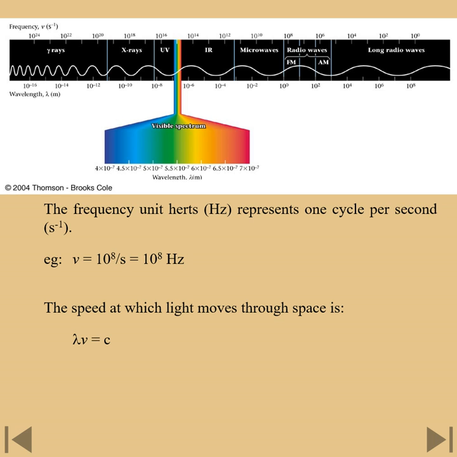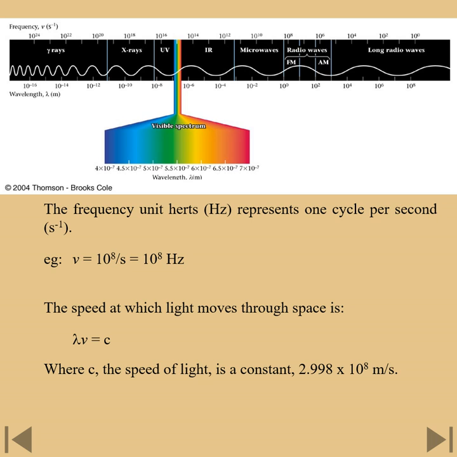Now, the wavelength times the frequency is equal to the speed of that wave. And this would be true for any wave. The wavelength times the frequency is equal to the speed. Now, since we're talking about light, we're talking about the speed of light, and the speed of light is constant in a vacuum. I have to say that, in a vacuum.